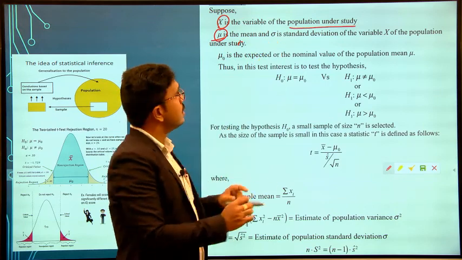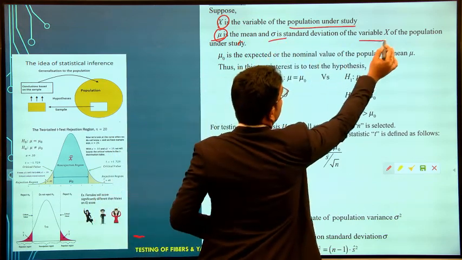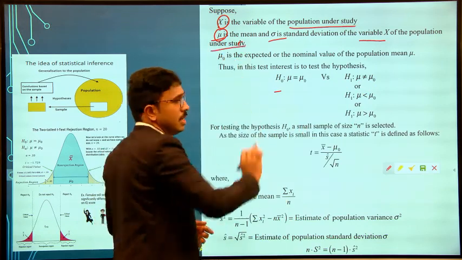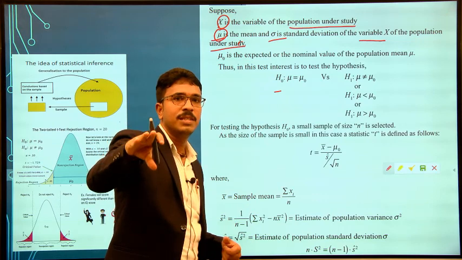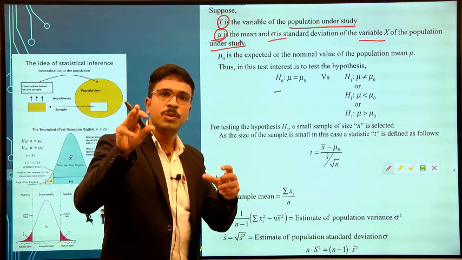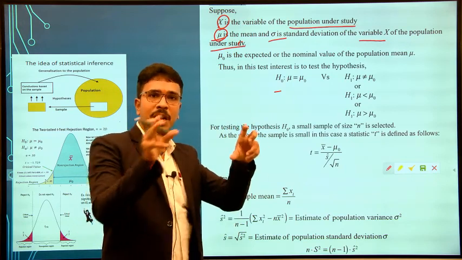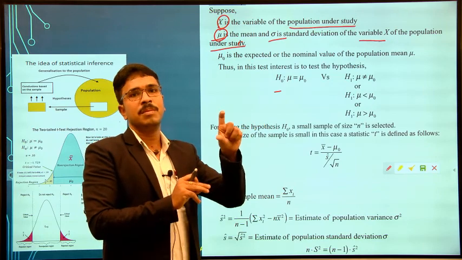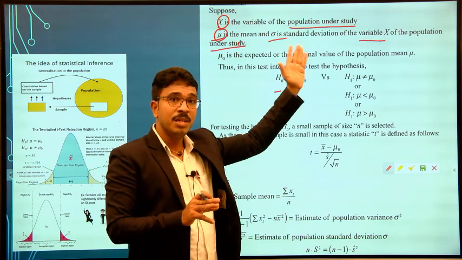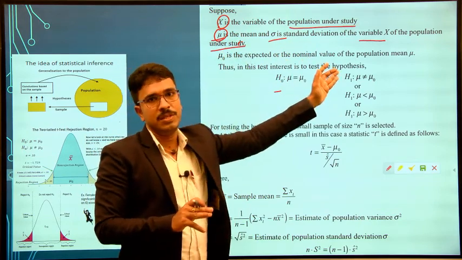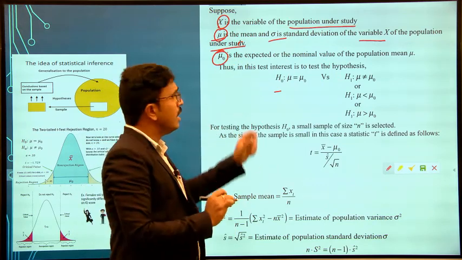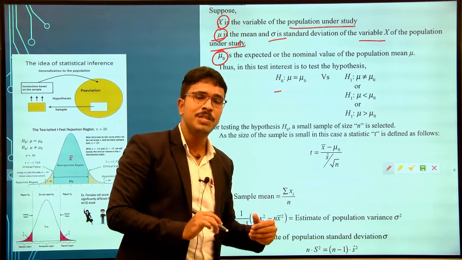Now if you look here, we are representing the mean as mu, and sigma is the standard deviation of the variable X of the population under study. Say for example, there is a population of 1000 kgs of yarn you have produced, and you want to know the linear density of the yarn. This linear density is the variable X, and mu and sigma are the population mean and standard deviation. And mu naught is the expected value of the population mean.